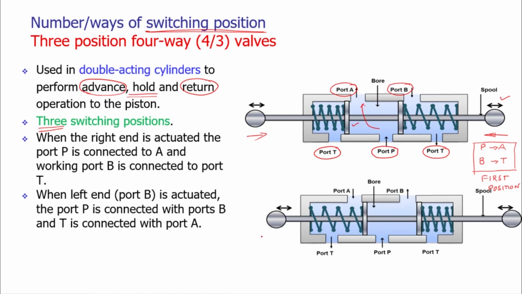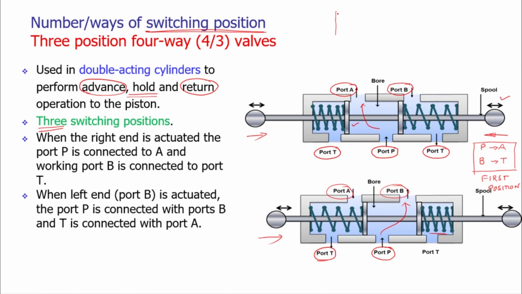When we are applying pressure at the left end, the spring related to the spool near to port B is compressed. Now the port A is connected to the port T, and the power port or the pump port is connected to B. So the pressurized fluid is moving to port B. The port B may be connected anywhere, or at any side of the cylinder.